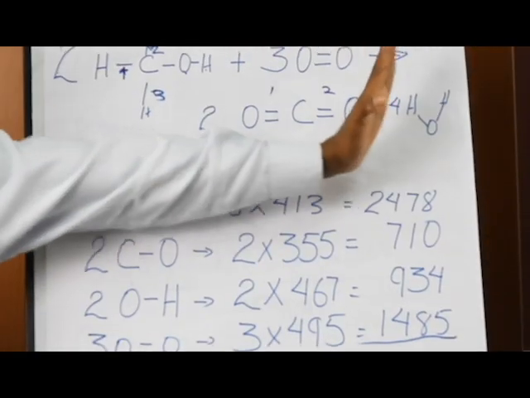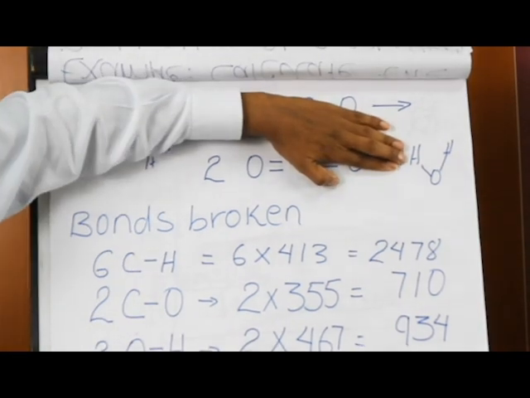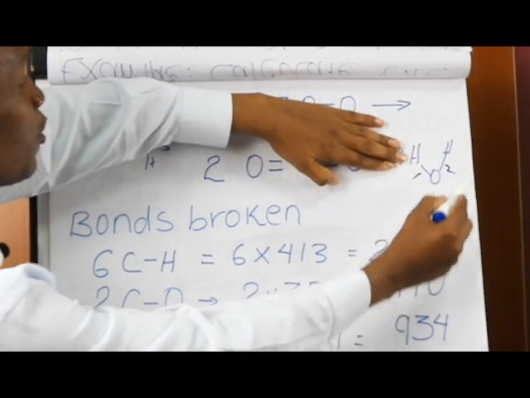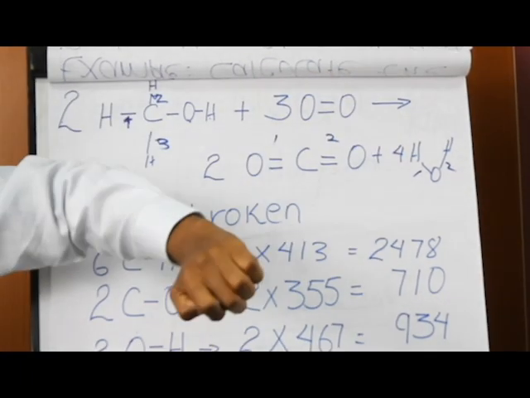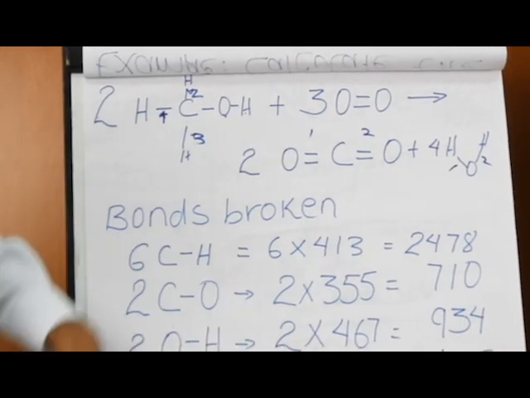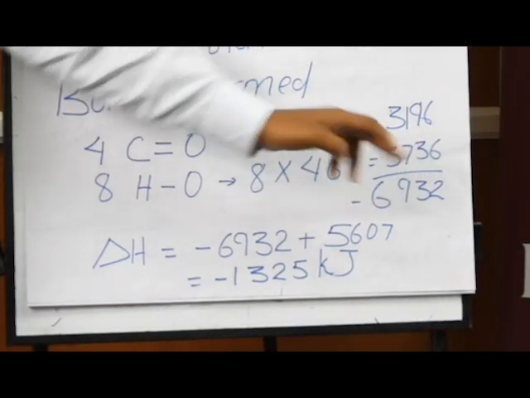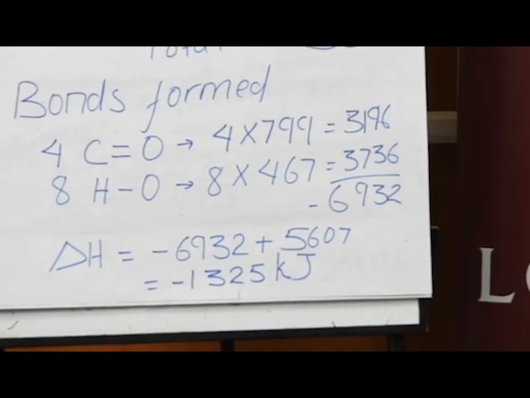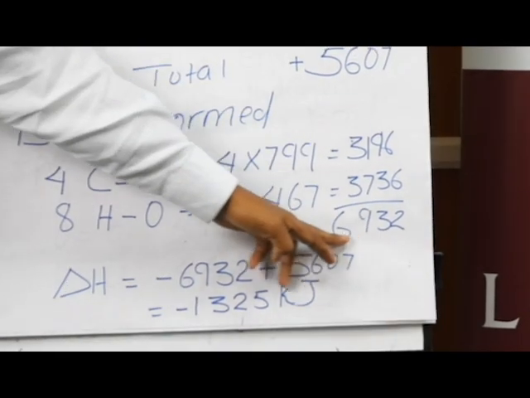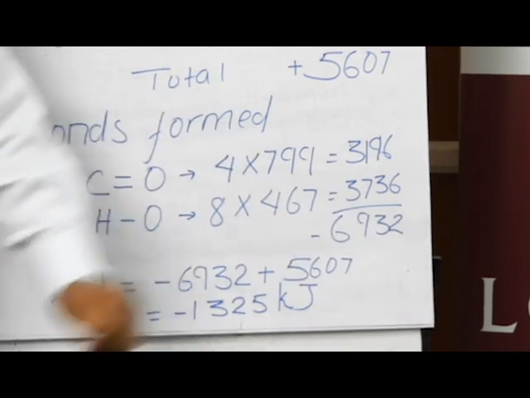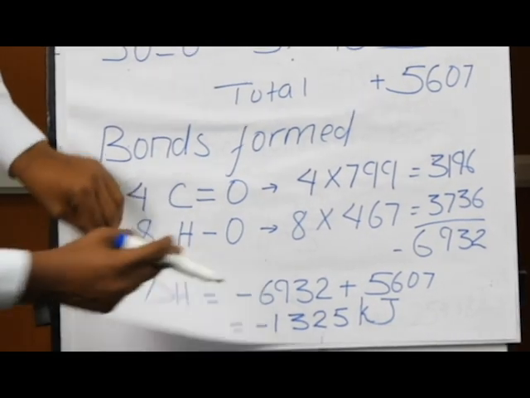Then I get to the water molecule. We could hide that for now. Each water molecule has 2 OH bonds, but I have 4 water molecules. That gives me a total of 8 OH bonds. A total of that amount of energy shall be produced by the formation of those. So in total I have 6,932 kilojoules produced.